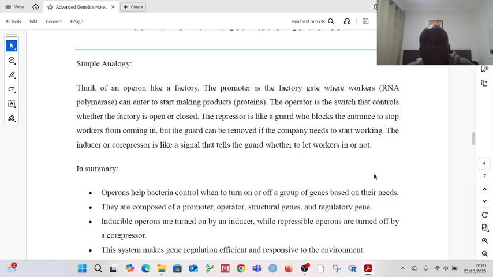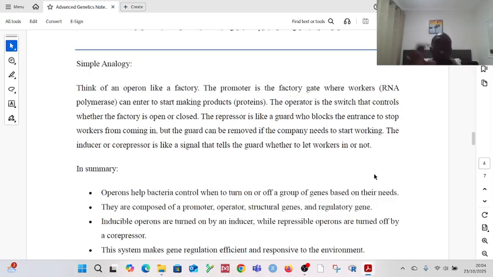Remember, the RNA polymerase can only move if the operator is not occupied. If the operator is occupied by a repressor, we can think of it as the factory being closed. Once the factory is closed, the worker will not move in. If you go to the library and find the door locked, where will you not enter? The library.